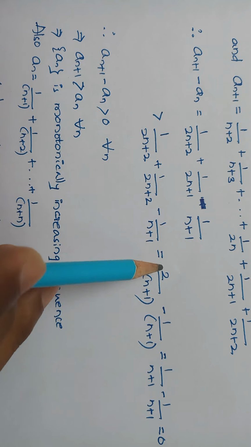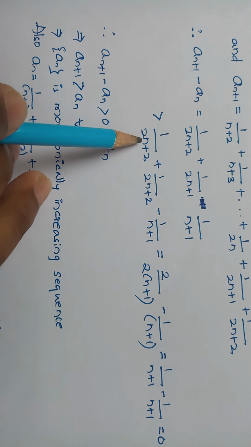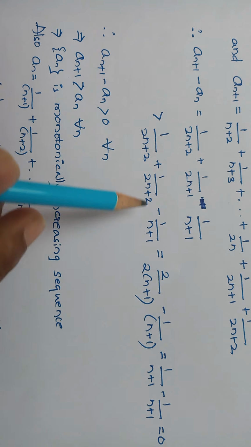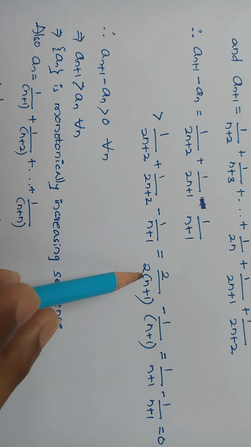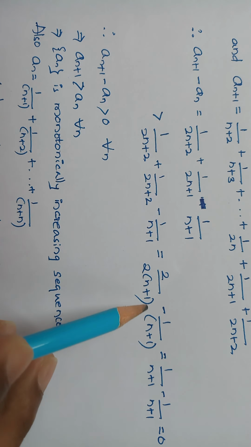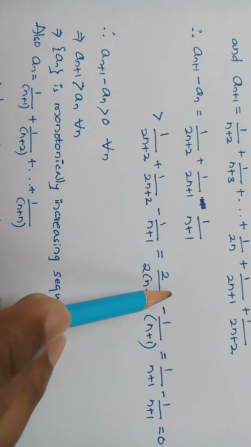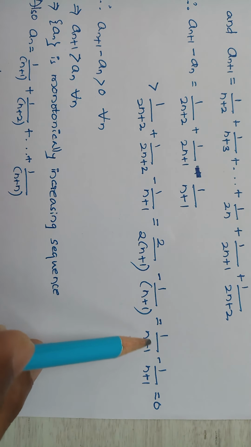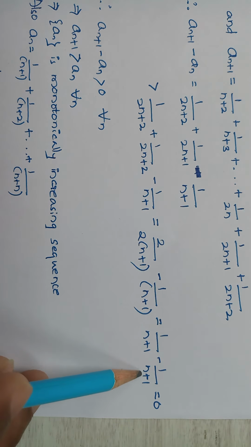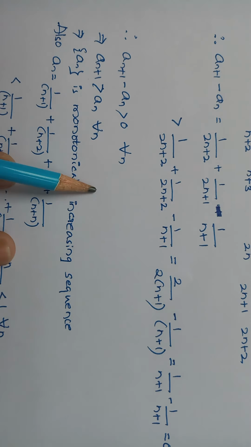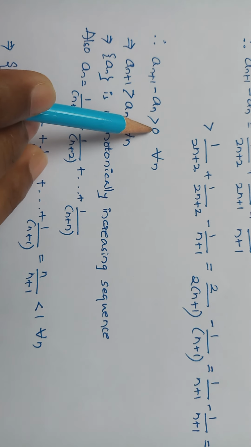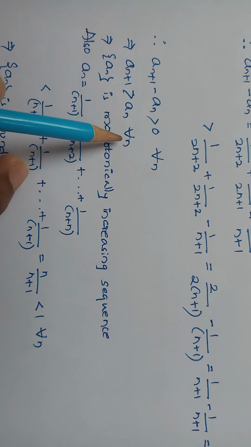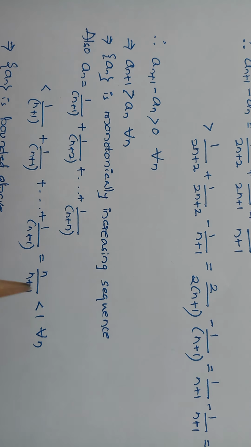So this is equal to 2 divided by 2n plus 2, here I am taking 2 as common. So this 2 and 1 go, the remaining term is what? 1 divided by n plus 1 minus 1 divided by n plus 1, that is 0. Means your a_{n+1} minus a_n is strictly greater than 0 for all n. So that implies that a_{n+1} is greater than a_n for all n. Means a_n is a monotonically increasing sequence.